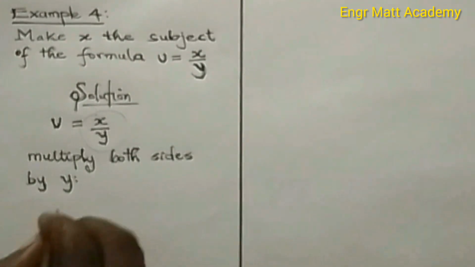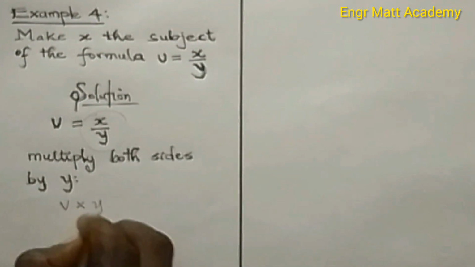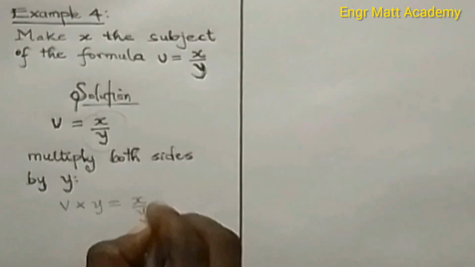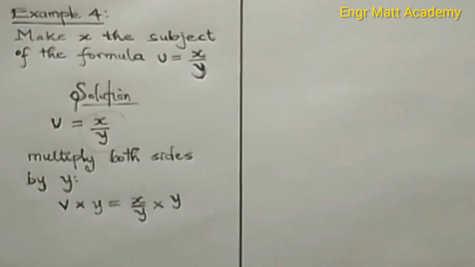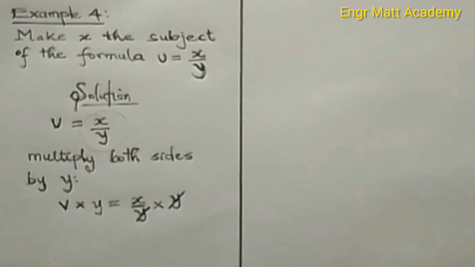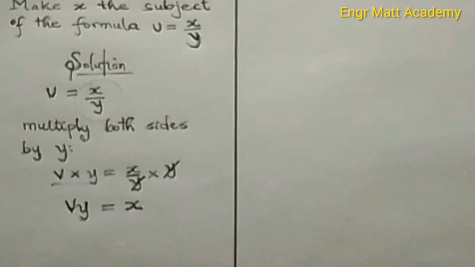That means v times y equals x over y times y. When we do that, y will cancel out on the right hand side. So what do we have left? We have v times y equals x. V times y is vy equals x. And that is the answer. Or you could rewrite it this way by bringing x this way. x is equal to vy.